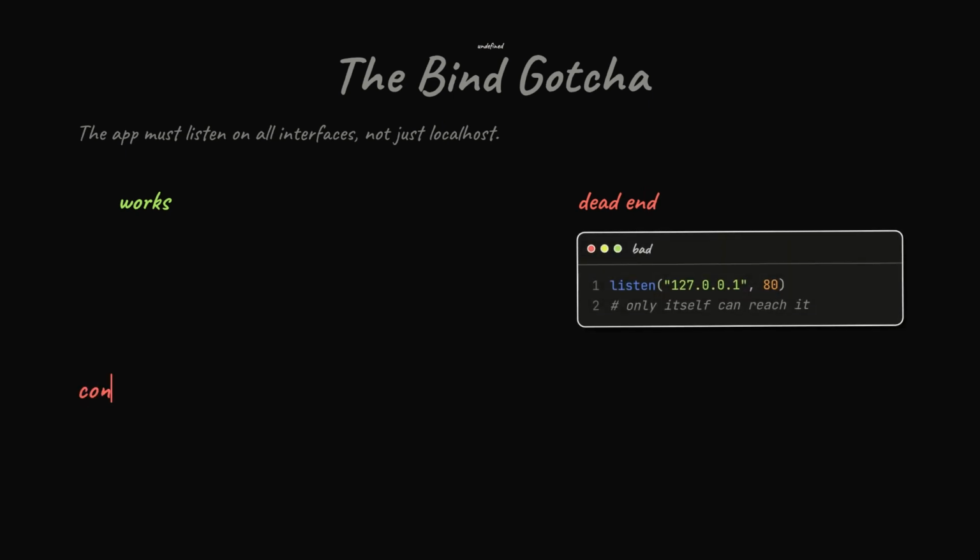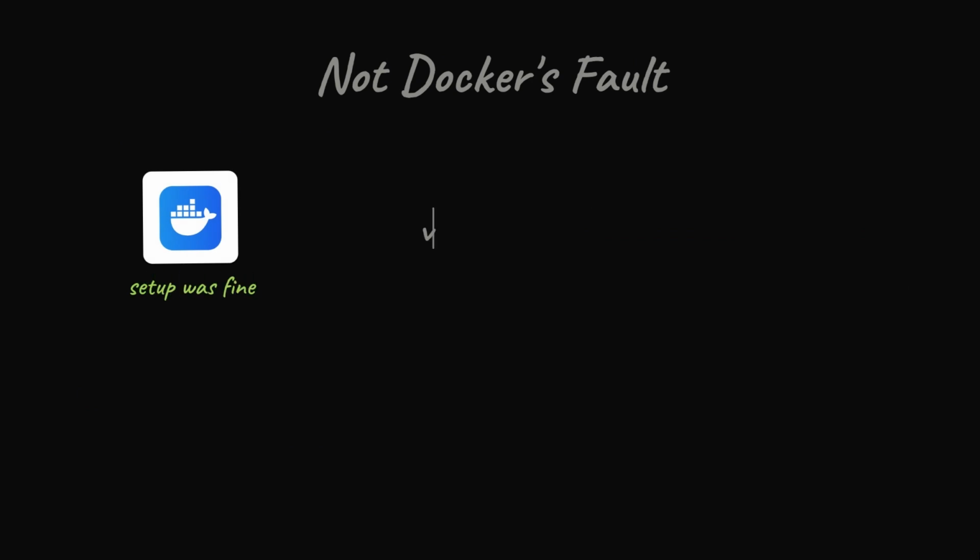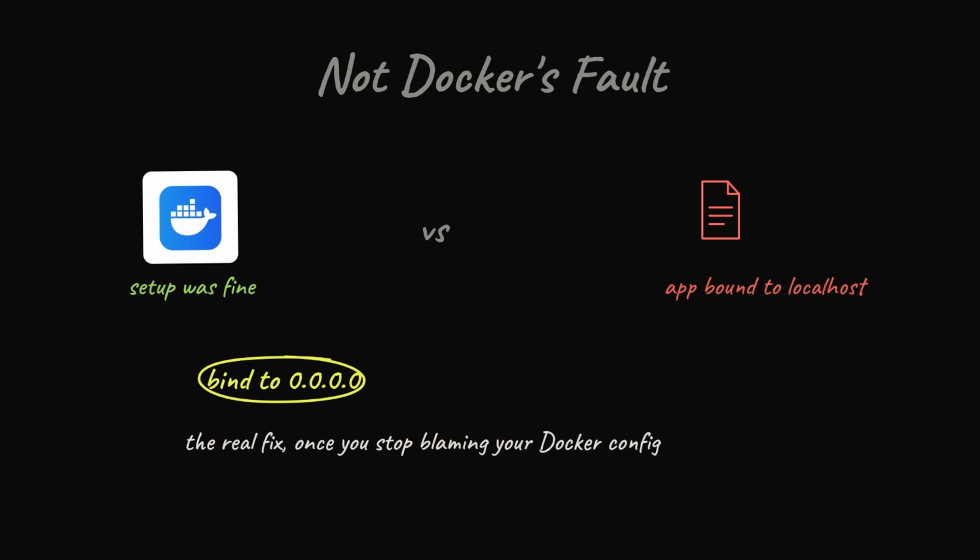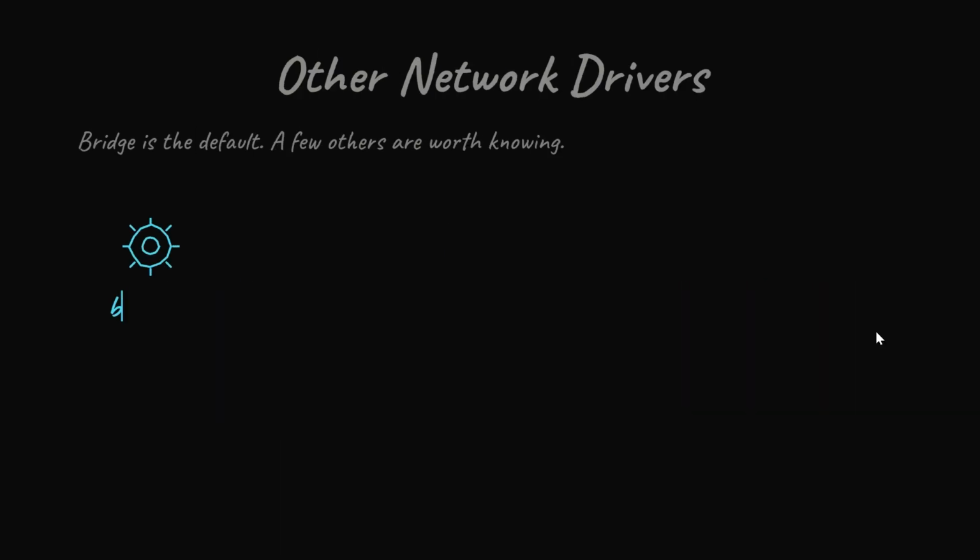One thing that catches people off guard here: the app inside the container needs to actually listen on all interfaces, written as 0.0.0.0, not just on localhost or 127.0.0.1. If your app is only bound to localhost inside its own container, that forwarded traffic hits a dead end and you'll get connection refused even though you did the port publishing correctly. I've personally lost time debugging this exact issue, thinking my Docker setup was broken, when really it was just an app config problem.